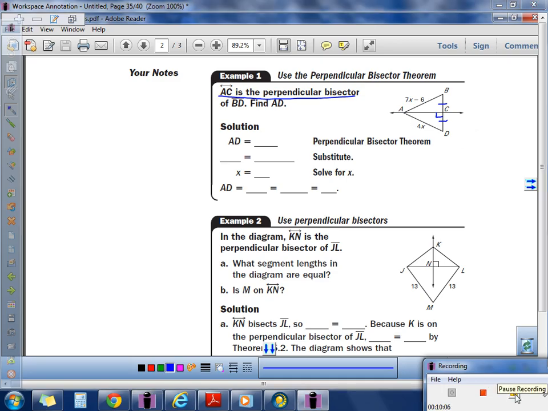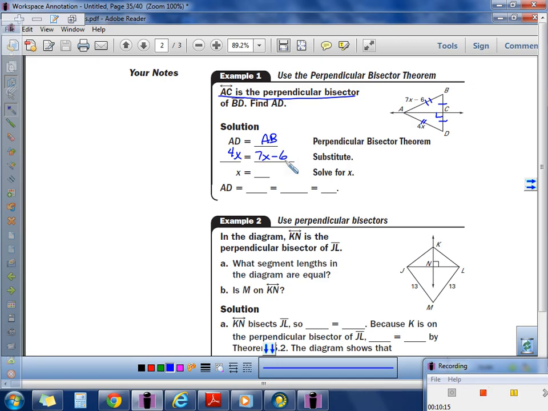So this right now looks just like some of those postulates and theorems we just discussed. Whenever you have a perpendicular bisector, BA will be equidistant to AD. If those two pieces are equal, I can set them equal to each other. So AD is congruent to what? AB. They're equal to each other. How long is AD? What's the expression for AD? 4x, and AB is 7x minus 6.